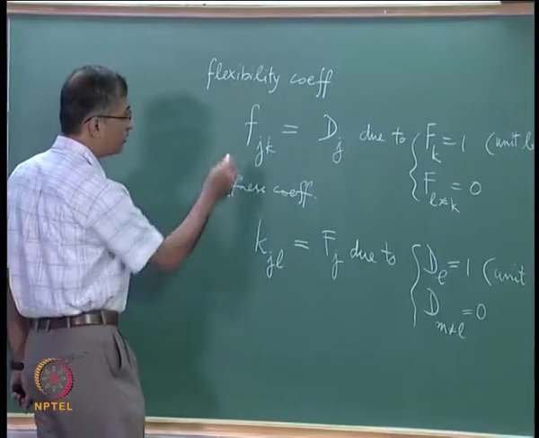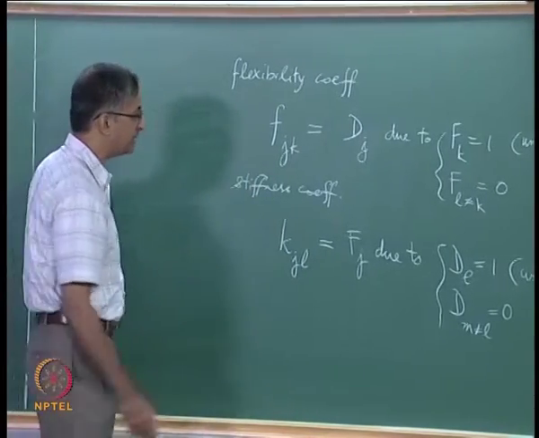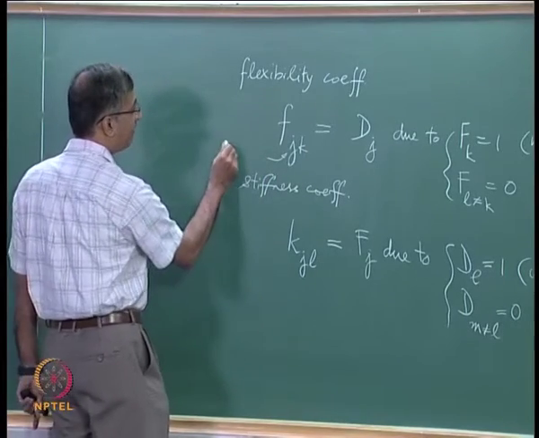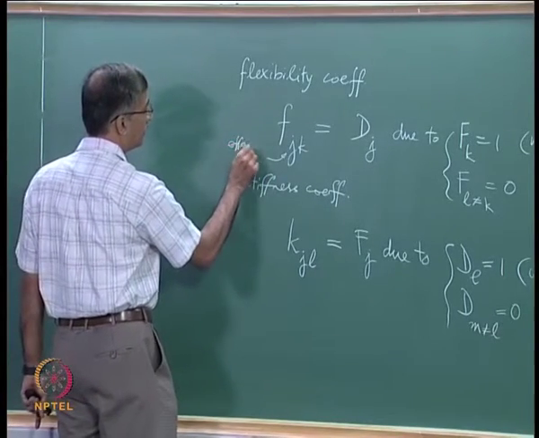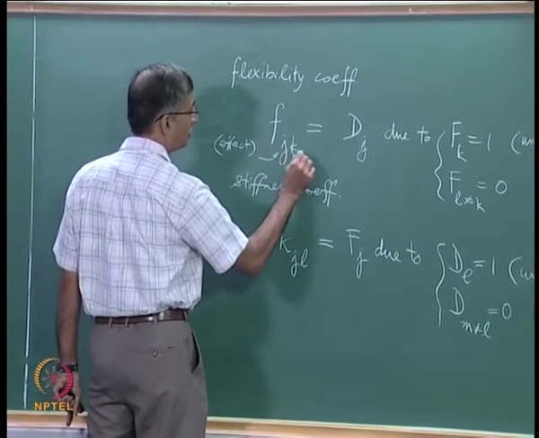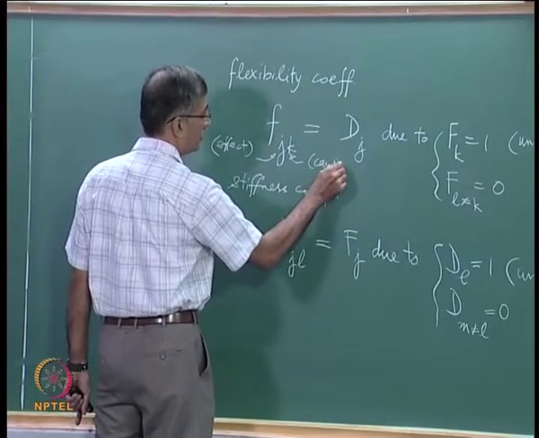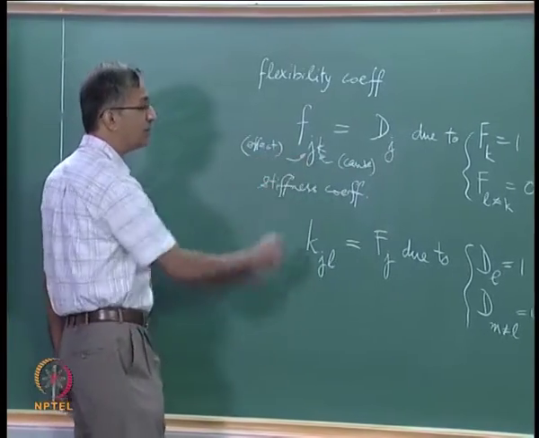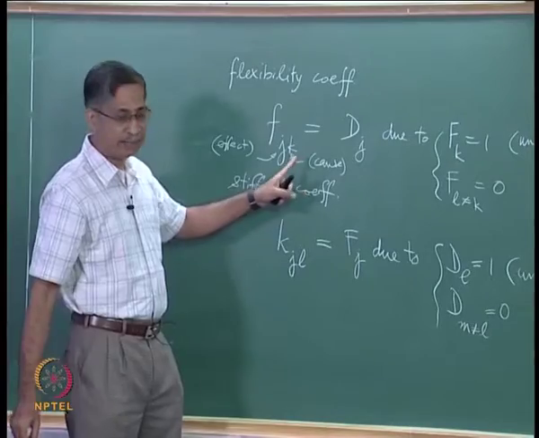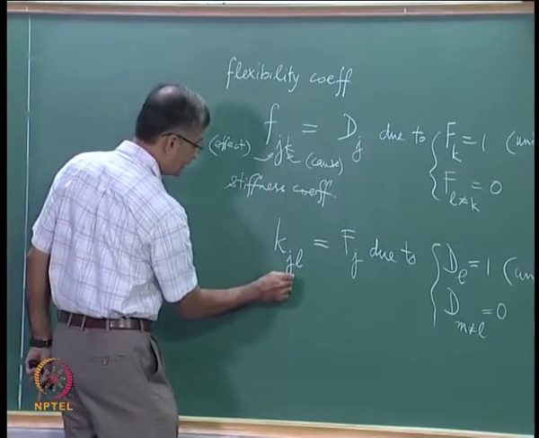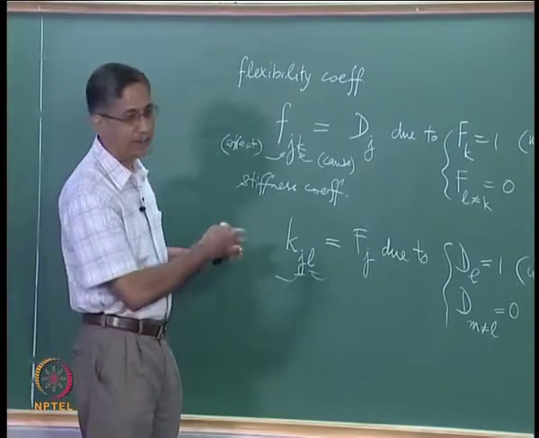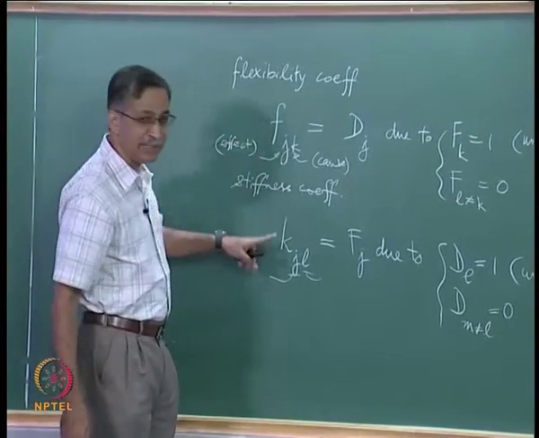The important point to note in all these notations is, this is the effect, this is related to the effect and this is related to the cause. You get this displacement because you applied a unit load here. Similarly here, this is the effect and this is the cause. Is it clear? Now, is there a relationship between these two?